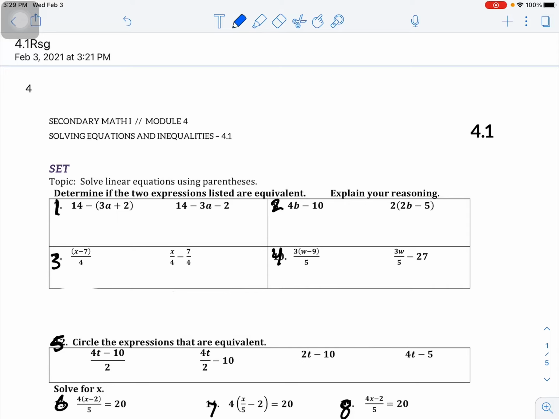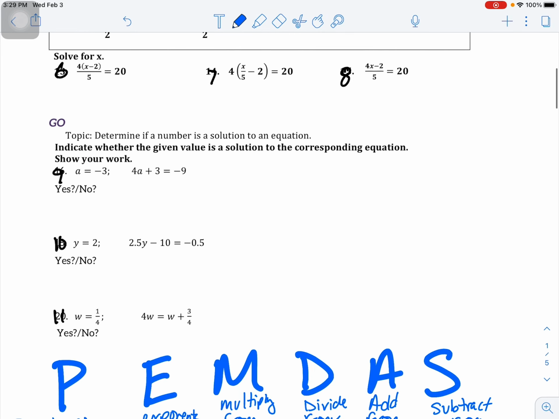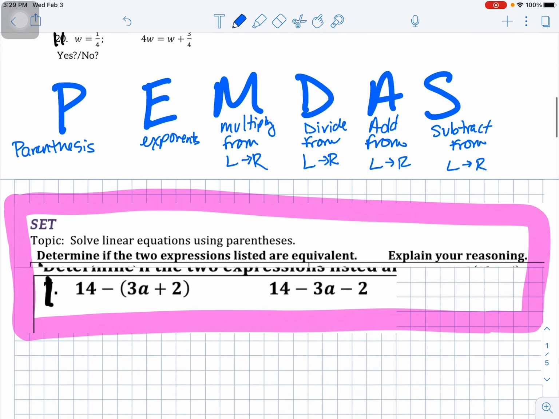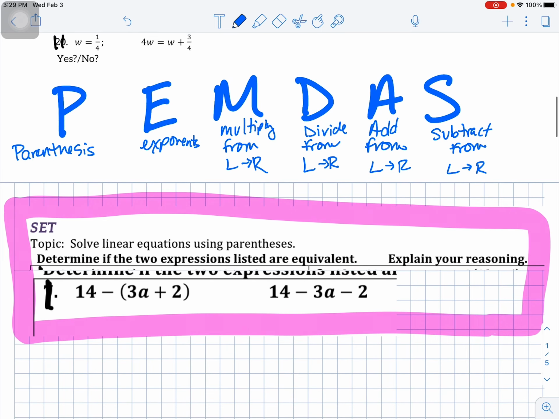This is the 4.1 Ready, Set, Go, and we're going to focus on the set and the go. So there are 11 problems, and before we start going over some examples, I wanted to talk to you about PEMDAS, or some teachers call it GEMDAS. Basically, it's an order of operations. So when you're looking at a problem that has multiple steps, you want to follow this order.